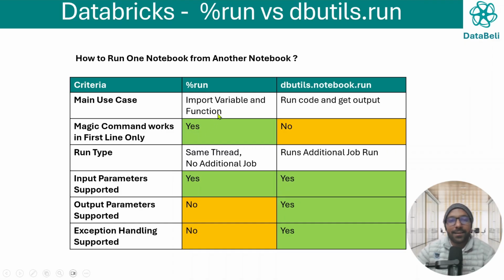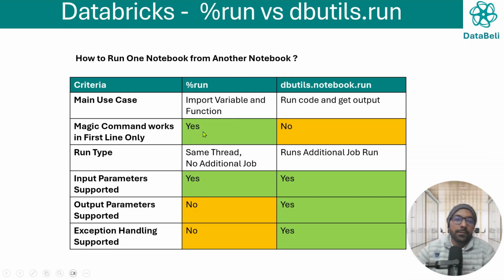So let's get started. To run a notebook, we get these two options. The main use case for using %run is to import variables and functions defined in one notebook into another notebook. Then we use %run, and if we want to run some code separately and then get the output of the code, or maybe don't need the output also, then we use dbutils.notebook.run. We will understand more in the demo.